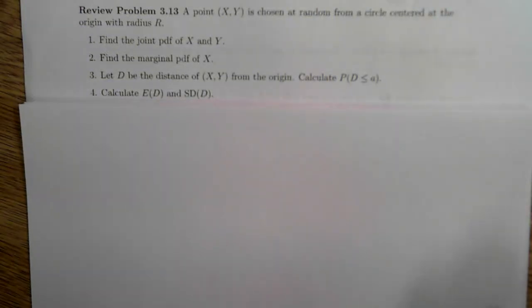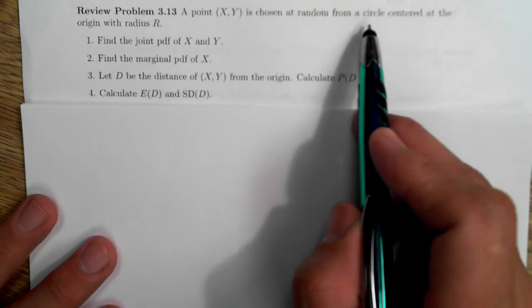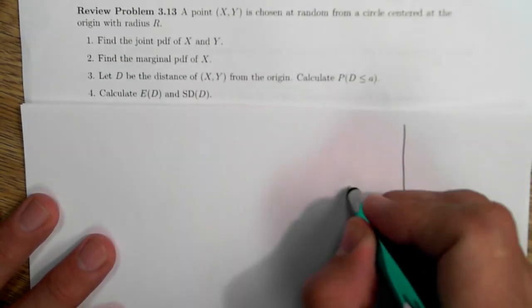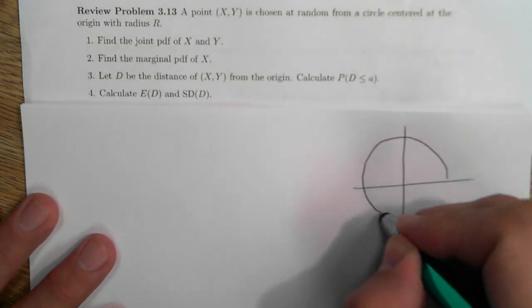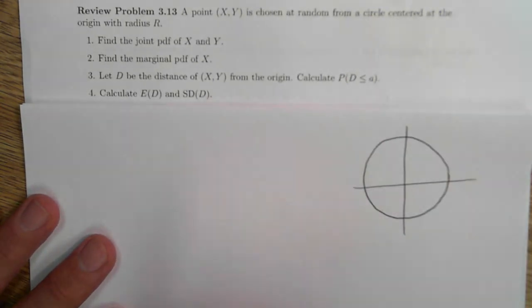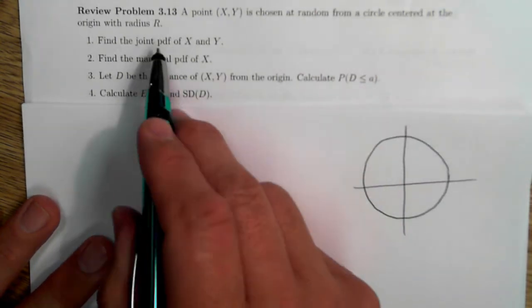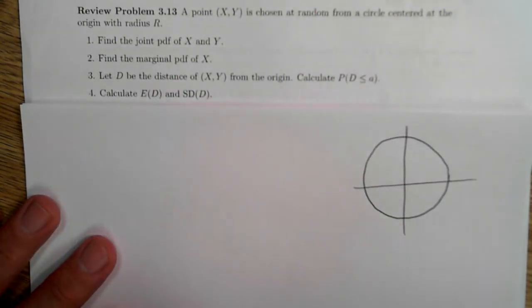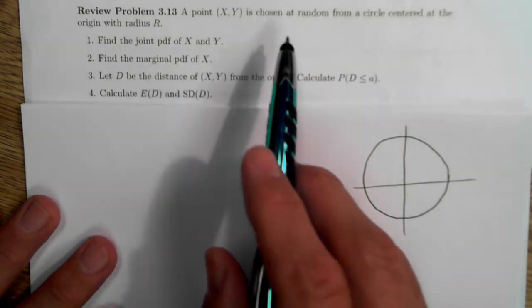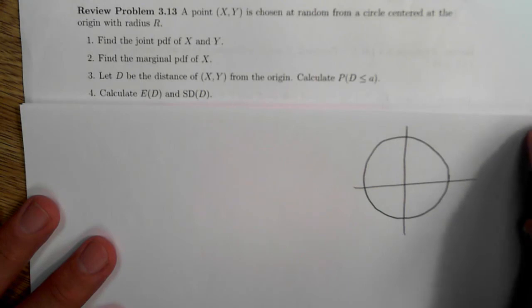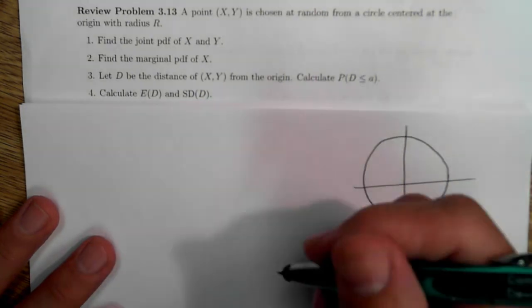For this problem, we have a point that is chosen at random from a circle that's centered at the origin with radius r. So let's start drawing the picture. Here we have a circle with radius r, at least something that looks like a circle with radius r. And the question is, first off, to find the joint PDF of x and y. And it's chosen at random. At random doesn't say so, but it means uniformly somewhere inside of the circle.